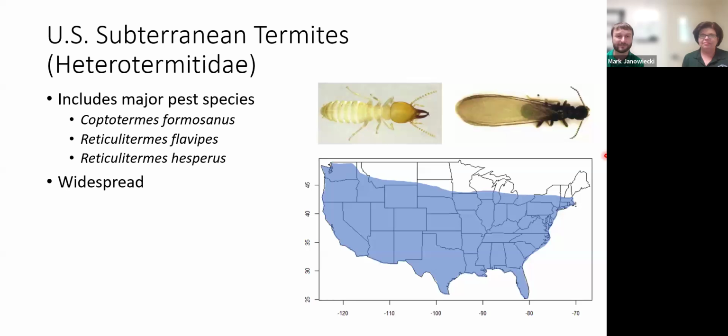We also have a variety of our U.S. subterranean termites, now considered Heterotermitidae. Our major pests that we consider are Coptotermes formosanus in the southeastern U.S., Reticulitermes flavipes, the eastern subterranean termite, and Reticulitermes hesperus, and there's kind of a species complex out there, the western subterranean termite.